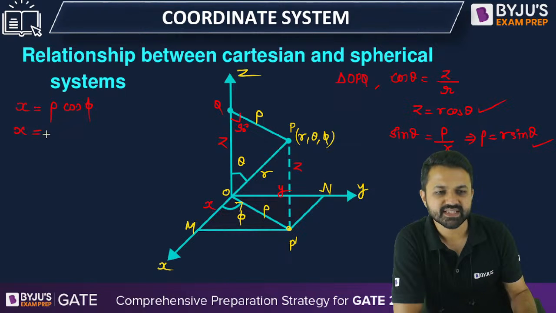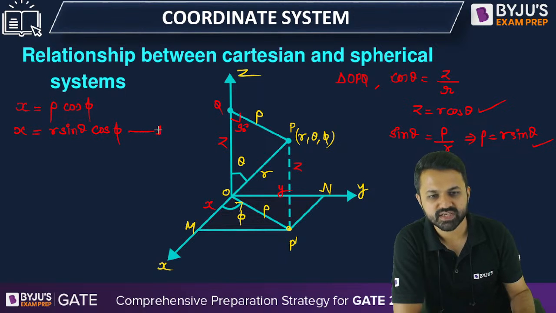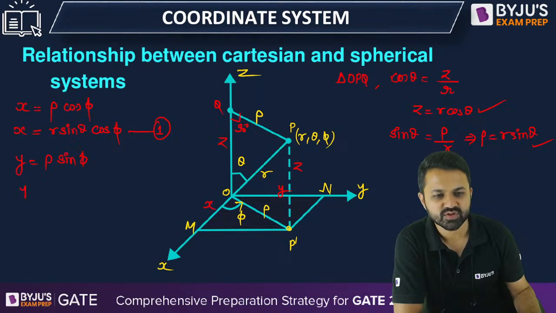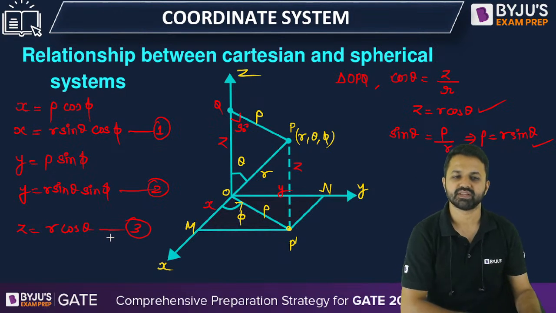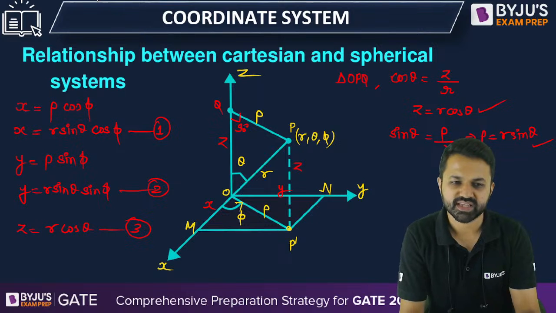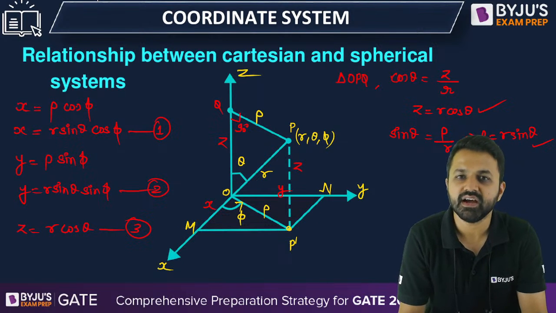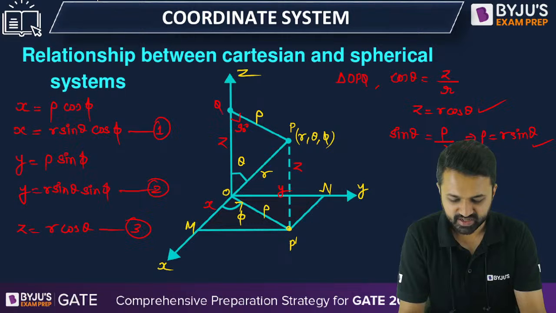So from here we can say that x is equal to r sin theta, which is the value of rho, and then cos phi. So this is equation number 1, and y is rho sin phi, so y will become r sin theta sin phi, equation number 2, and z is equal to r cos theta, which we have already calculated, equation number 3. So these are the three equations, like we calculated in the cylindrical and the Cartesian coordinate system. Correct?